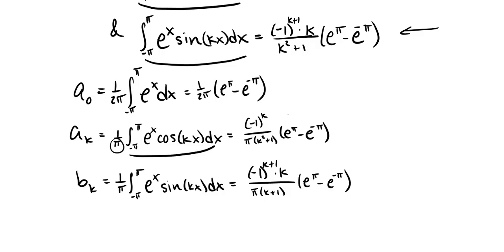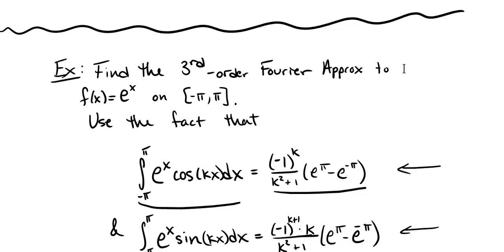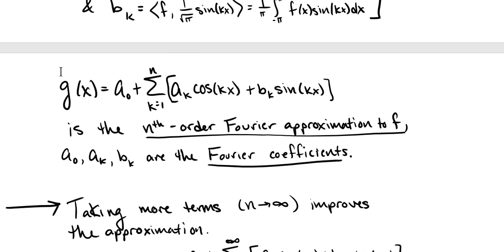Okay, so finally we have all the pieces. We can write down our third order Fourier approximation to this function. Remember what we're doing: all we're doing is filling out this formula. This g function is the approximation that we're looking for. So it's a naught plus the sum from k equals 1 to n. Since we're looking for a third order, we'll go to n equals 3, and we'll just fill in the details here. The AKs we know a formula for, the BKs we know a formula for. Multiply the AKs times cosine kx, the BKs times sine kx.